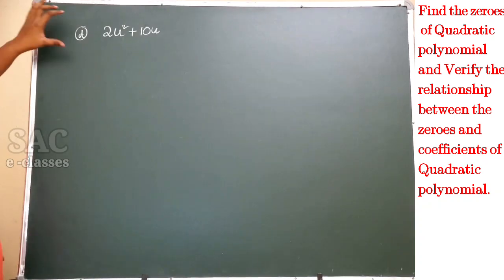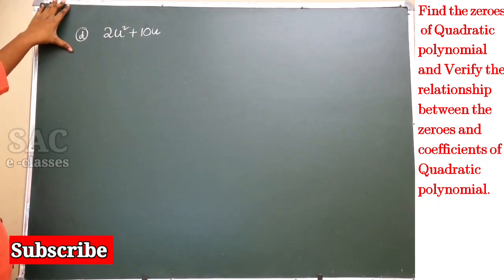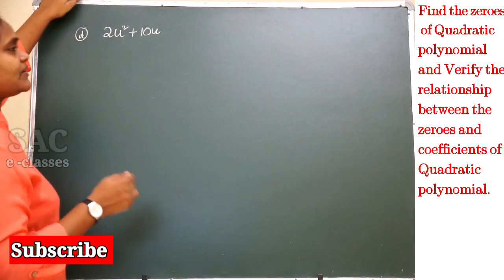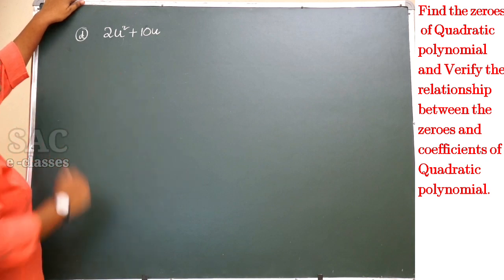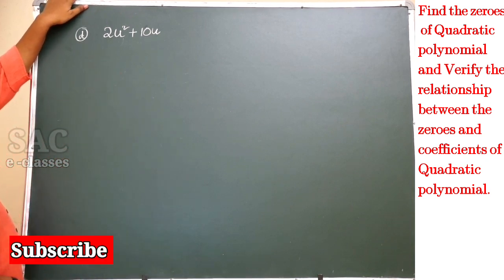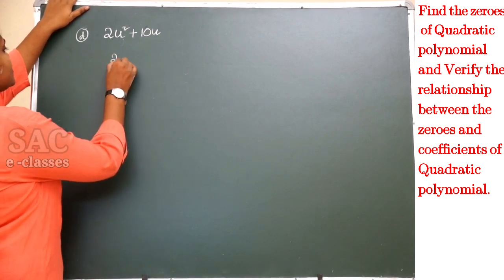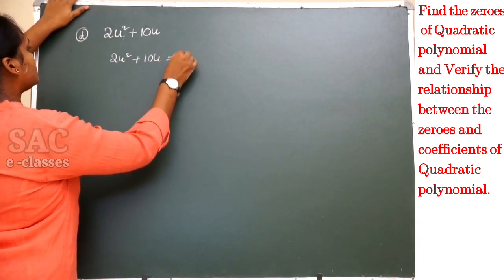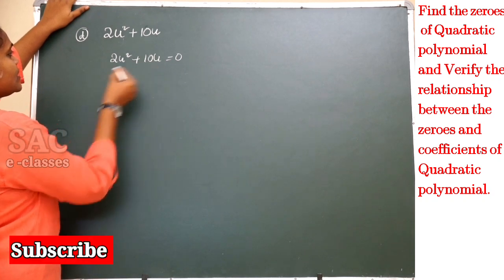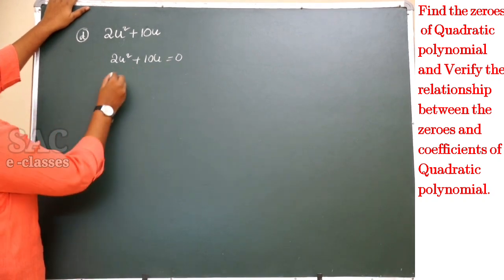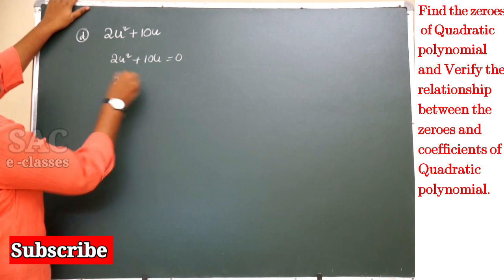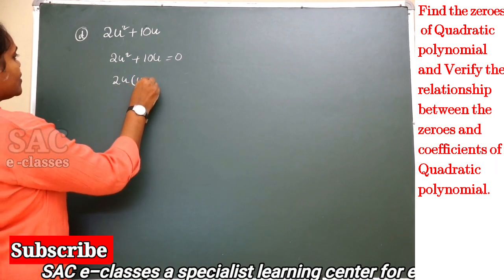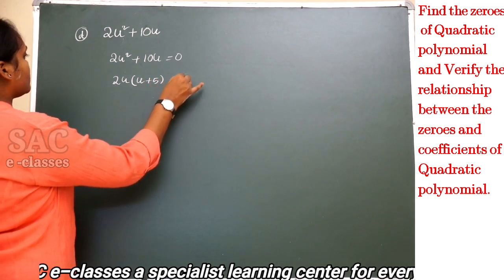Now see problem D. Until now we have seen that whenever the linear term is absent, in what way we verify the relationship. Now here the constant term is missing. So what we will do is find the zeros: 2u square plus 10u equals 0. Go for any factorization possible. Clearly 2u is a factor. After taking out 2u as common, u plus 5 will be left over.